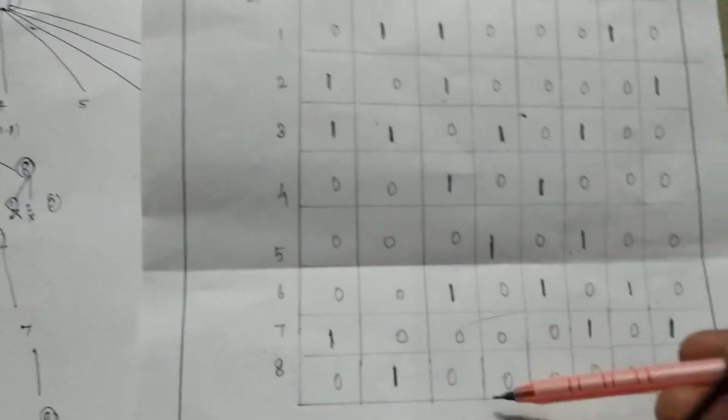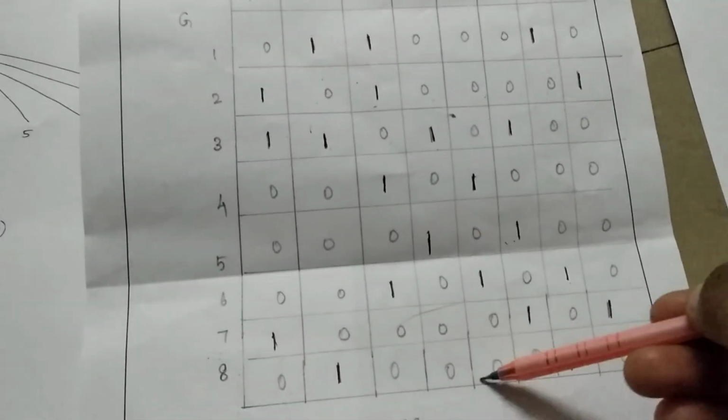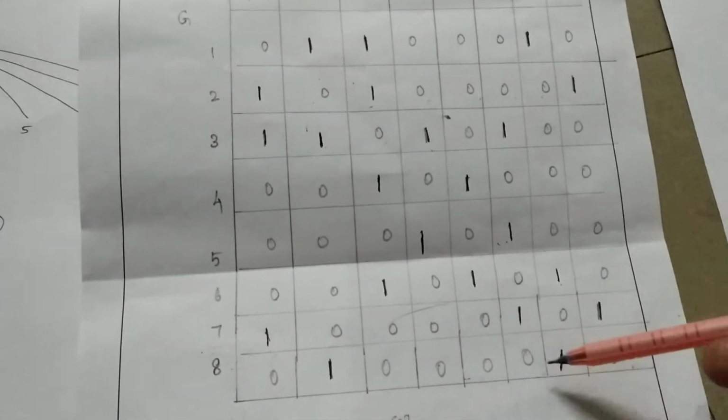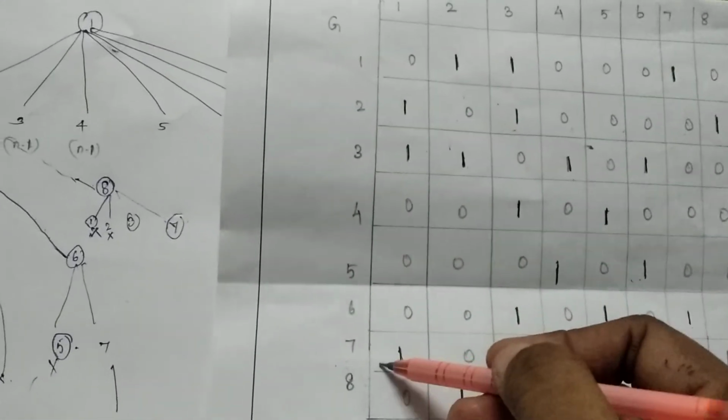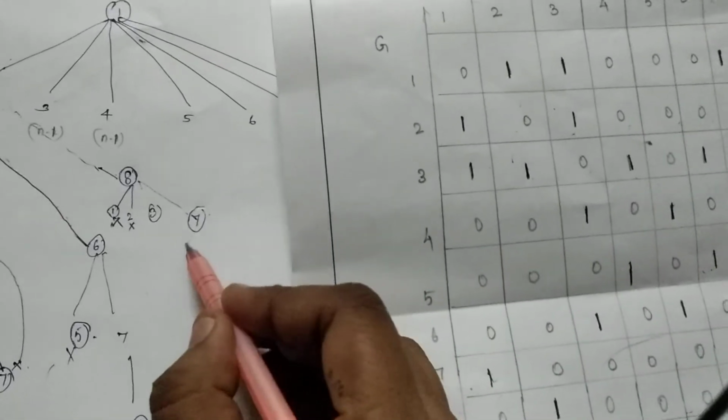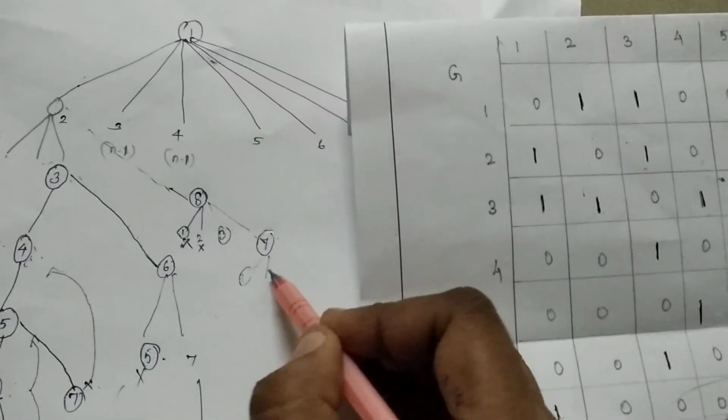3. From 8, is there any edge to 3? No. 8 to 4? No. 8 to 5? No. 8 to 6? No. 8 to 7 is there. So 8 to 7, right? So now from 7, 7 to 1, 1 is already visited. 2 already visited.